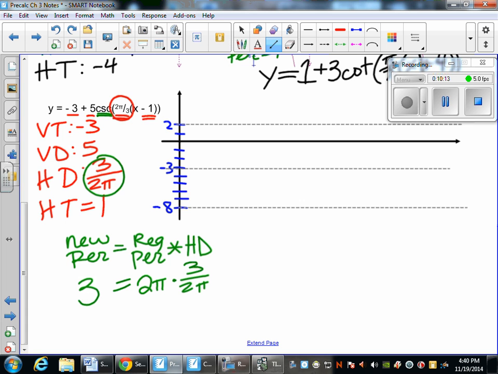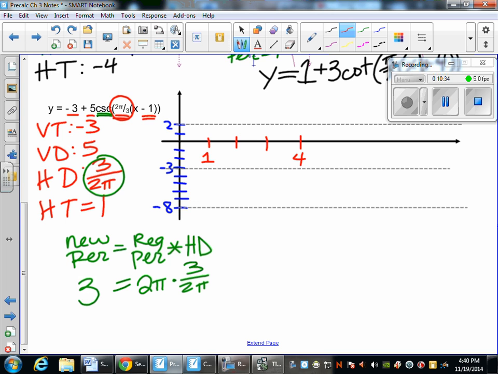I need to put the X scale on here now. I know I need to start over here at 1. So let's say that's 1. I know my period is 3, so I need to go 3 farther forward. So my period is going to end at 4. That's not much of a period there.